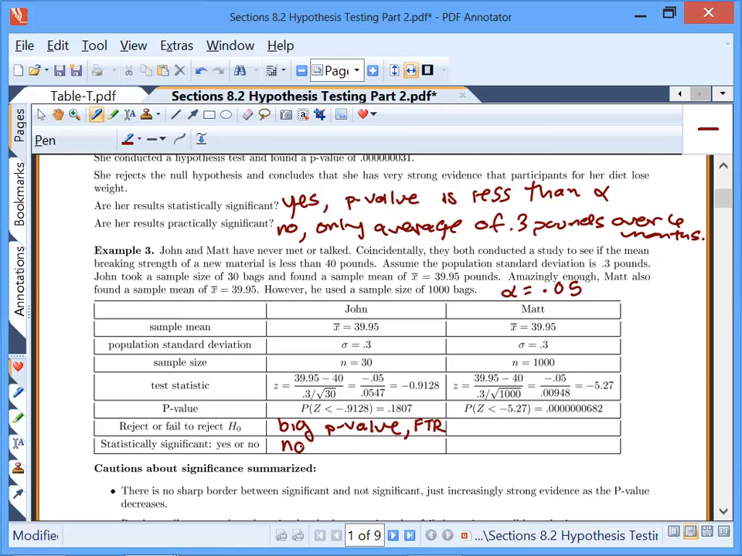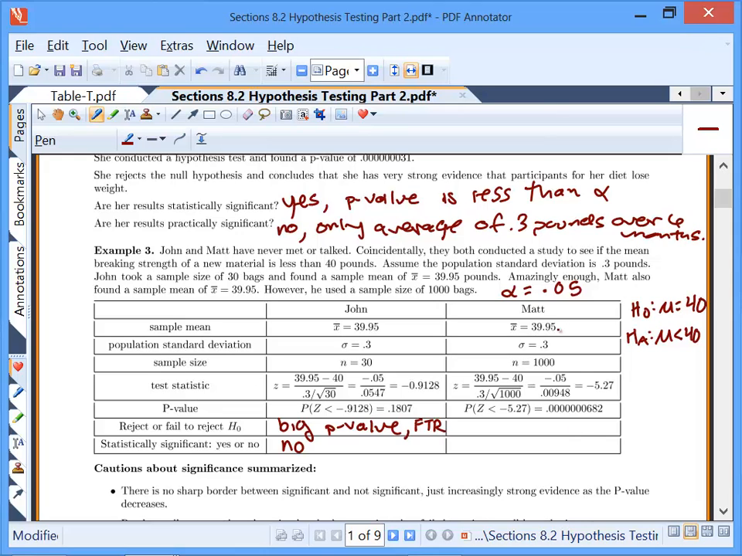So we have no reason to believe that, well, let's see, if we set this up, the null hypothesis and alternative hypothesis, the alternative is they want to know if it's less than 40. So the null hypothesis would be that it is 40. So we didn't reject the null hypothesis, so we have no reason to believe that it is less than 40.